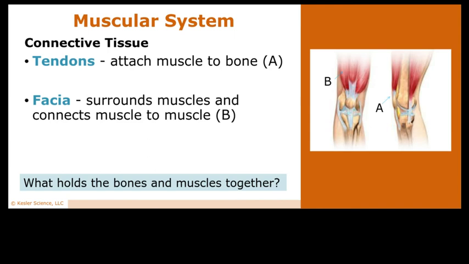We can't talk about the muscular system without talking about tendons and ligaments, and tendons specifically here because that connects a muscle to a bone, and then the fascia, which surrounds muscle and connects muscle to muscle. So what holds the bones and muscles together? That would be a tendon.